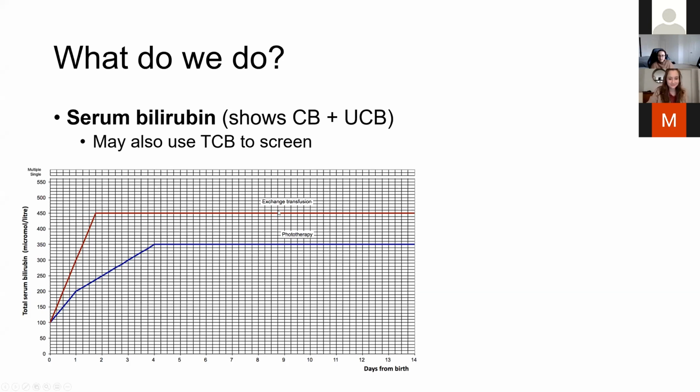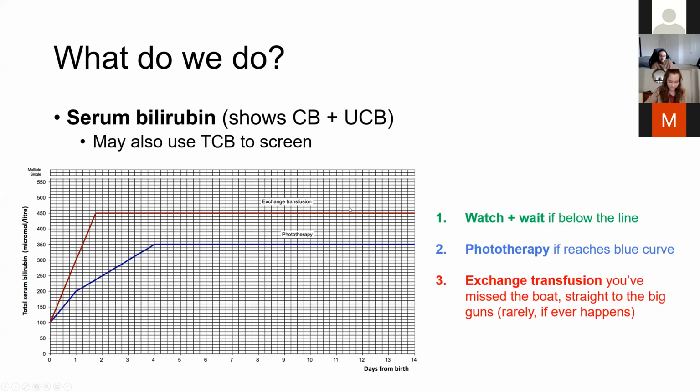If the serum bilirubin reaches the exchange transfusion level, then that's when we need to consider exchange transfusion as our treatment. But that rarely should happen, if ever, and that's really bad and you've got to go straight to the big guns.